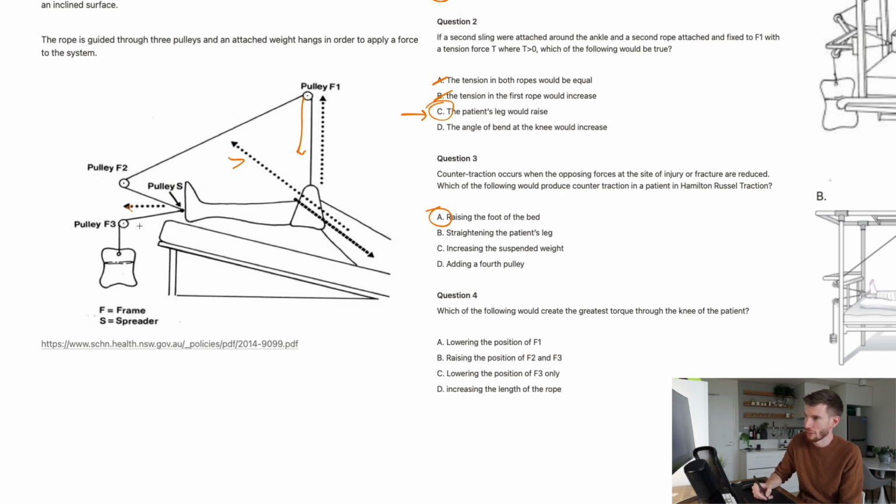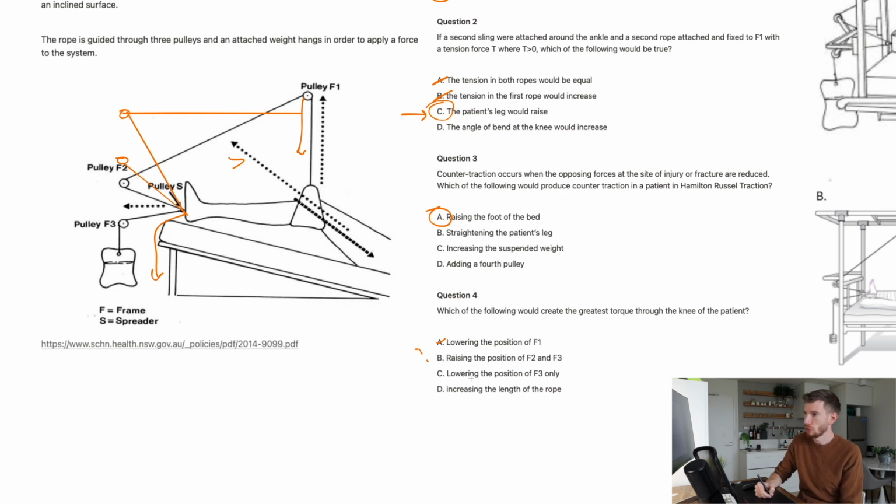Raising the position of F2 and F3, so that's these two over here. If we put them up higher, then try to trace where the ropes would go. It would go like this, and then F3 is not there, and the bag would, I guess, be hanging over the edge of the bed, almost like that. So again, what would this do? This would create some upward force because of these two sections here, and so that may apply some torque to it. We are looking for the greatest amount of torque. So this is possible. I'll put that in the maybe pile at the moment.